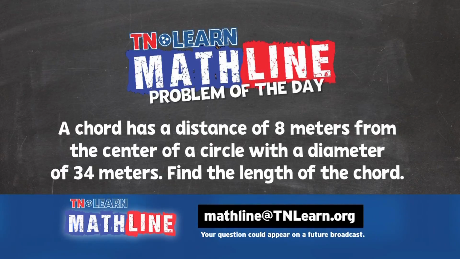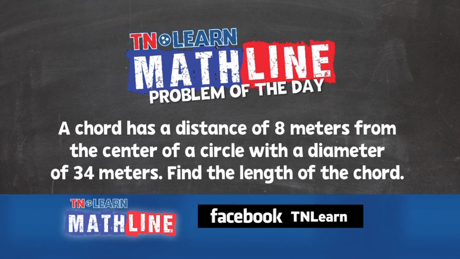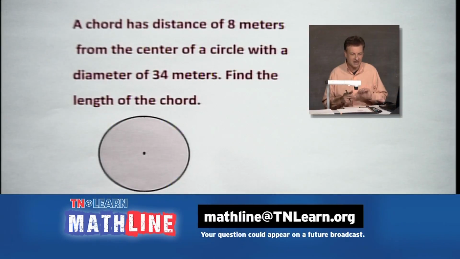Let's read it again. A chord has a distance of 8 meters from the center of the circle, and there's a diameter of 34 meters. Find the length of the chord. A lot of interpretation. Let's take a look at this thing. This may take us a little bit of time, folks, but hey, go ahead and give us some calls, all right? Let's see what we got.